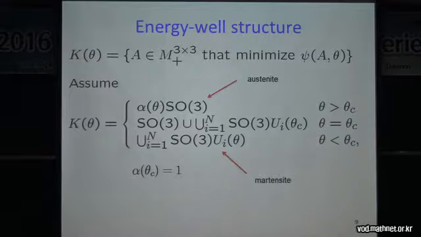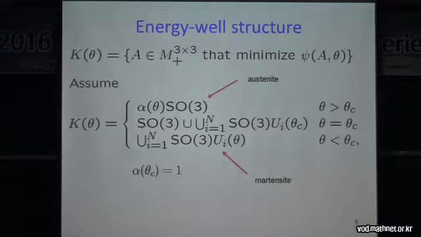Okay, so at the critical temperature, we want the high temperature phase and the low temperature phase to have the same energy. Because we're choosing the reference configuration to be the austenite at the critical temperature, that means that the deformation y of x is equal to x, in other words, do nothing, that should minimize the energy. Its gradient is the identity matrix. So we want the identity matrix to belong to K of θ at θ critical. Okay? But ψ is invariant to rotations, and so if the identity belongs to K of θ, then any rotation must belong to K of θ as well.